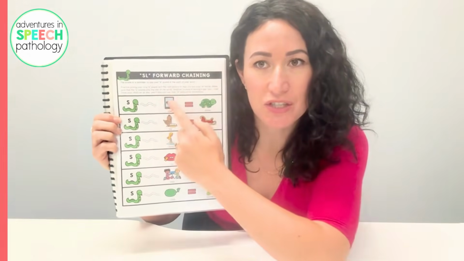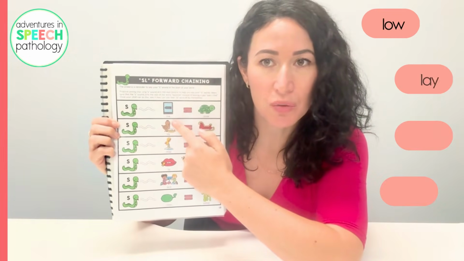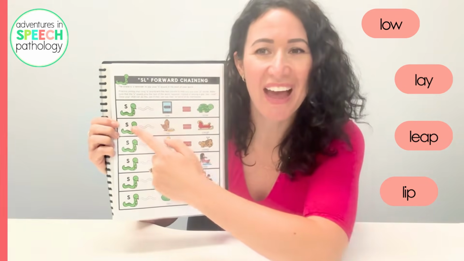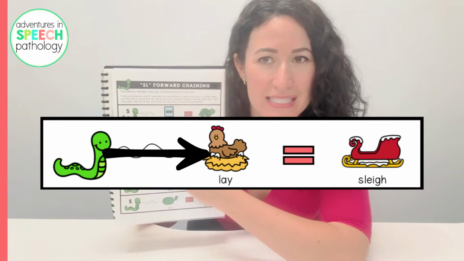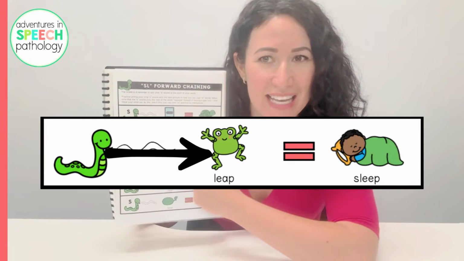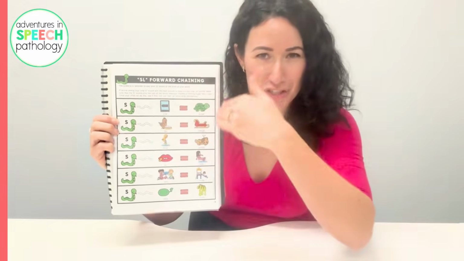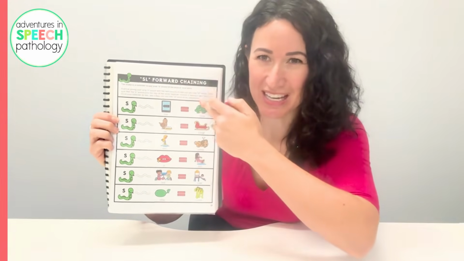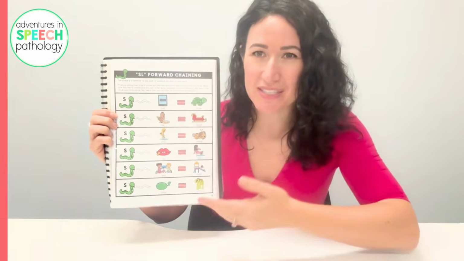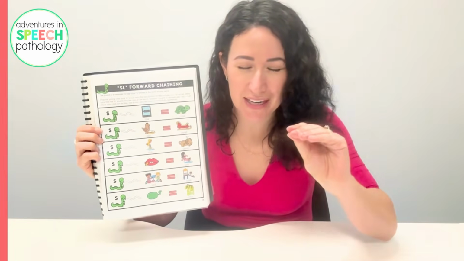So we started with just going down these words, low, lay, leap, lip, and then we put the sound on: slow, slay, sleep. And it just kind of got the child into the flow so that when we went for the rest of our session into using these words, it just reoriented them and they knew what to say to be successful.